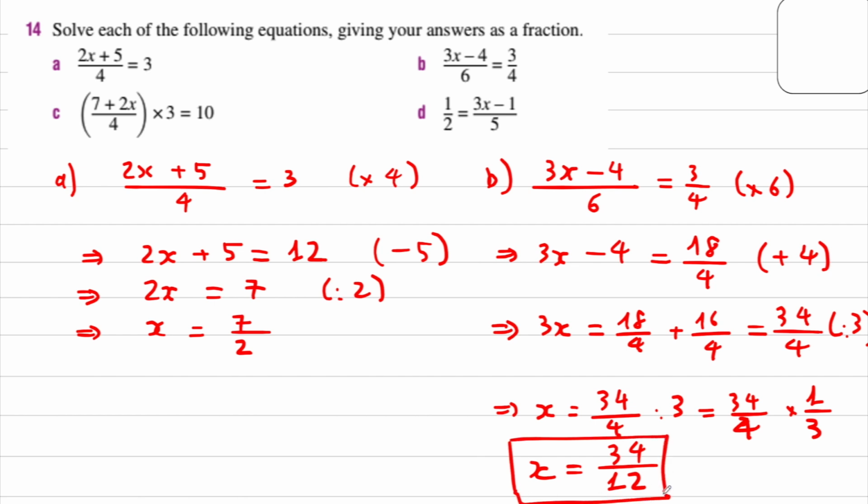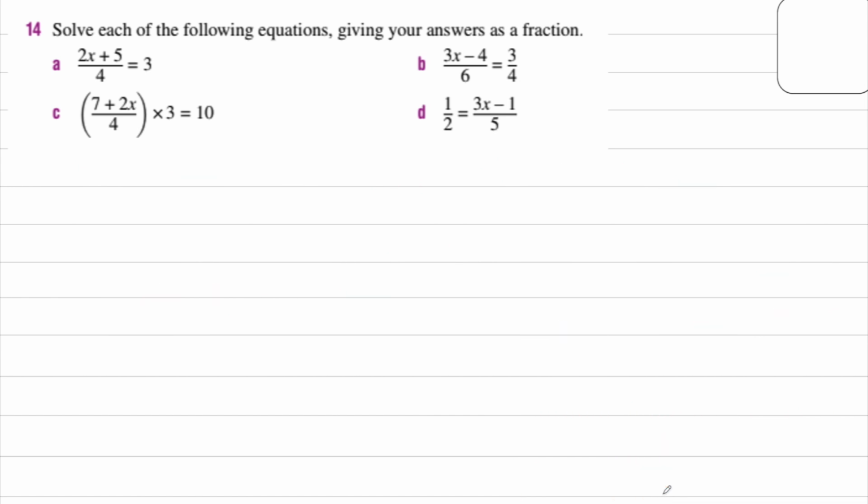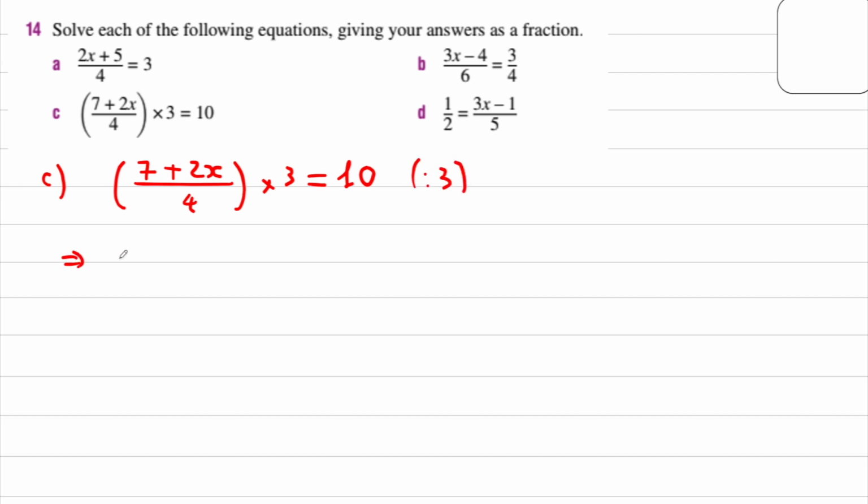The next one will be question C. Okay, a little harder because we have a bracket. We have a longer exercise. Multiply 3 and here is 10. Okay, first one, divide by 3. Divide by 3, you get 7 plus 2x over 4. And the other side is 10 over 3.